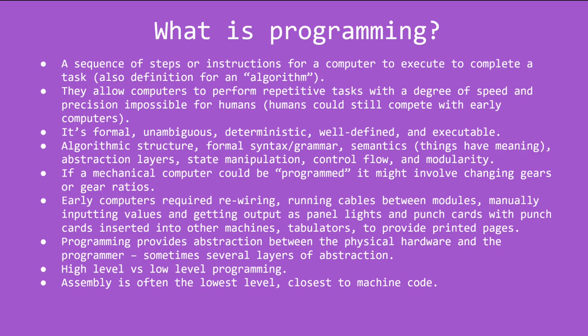Programming provides a certain level of abstraction between the physical hardware and the programmer. In some cases, it's actually even multiple abstraction layers. There is a difference between high and low level programming and how much abstraction there is between the user and the machine. Generally speaking, we say that assembly is the lowest level as it's just one step above the machine code, although there will be people that argue that one.